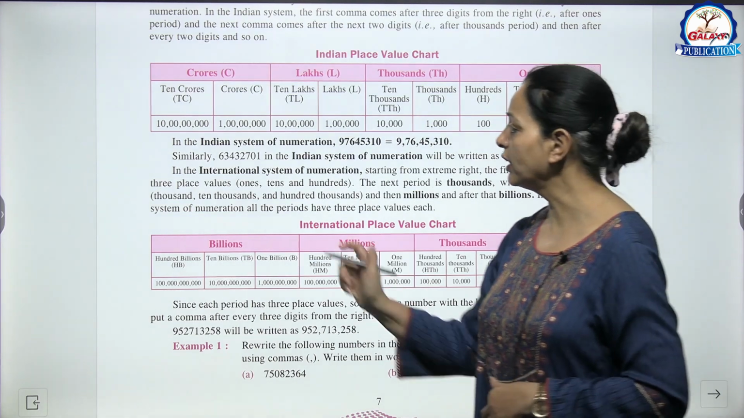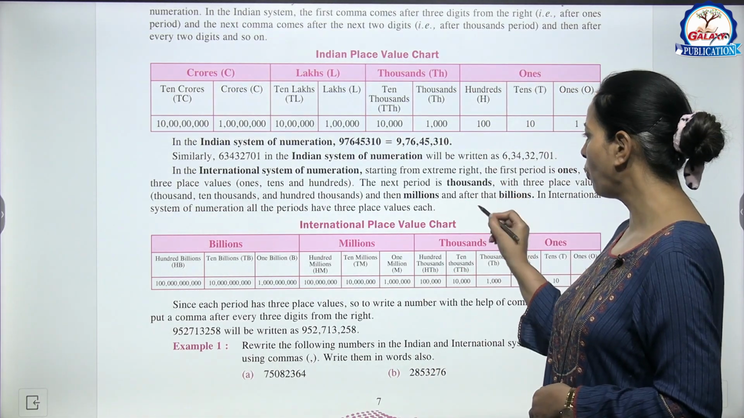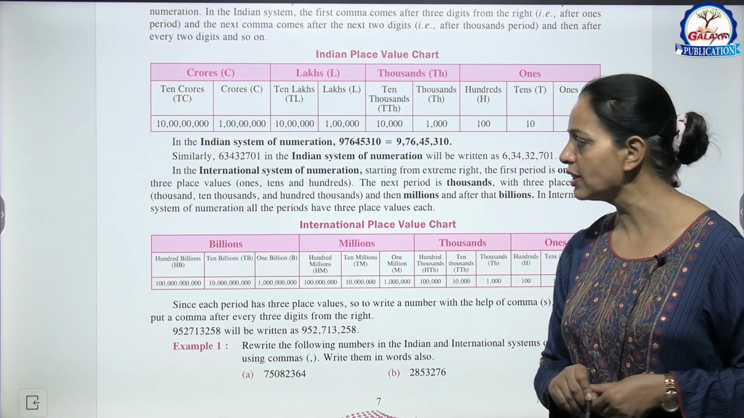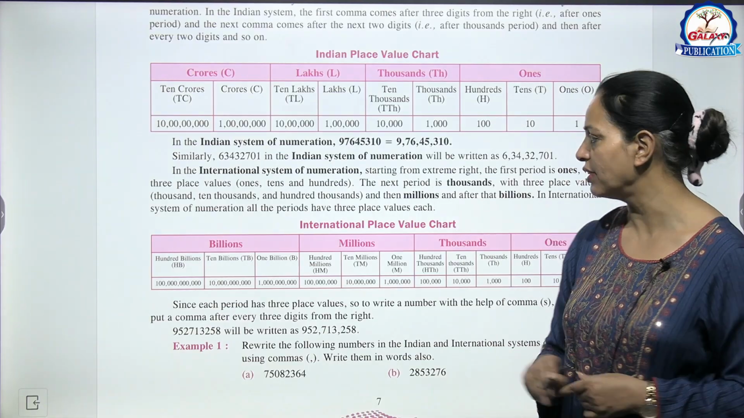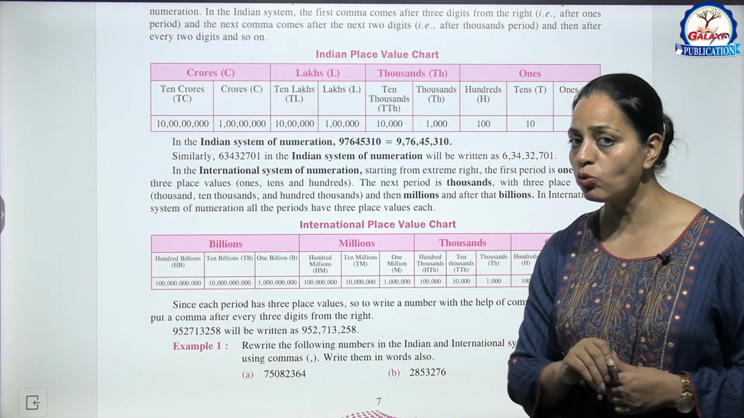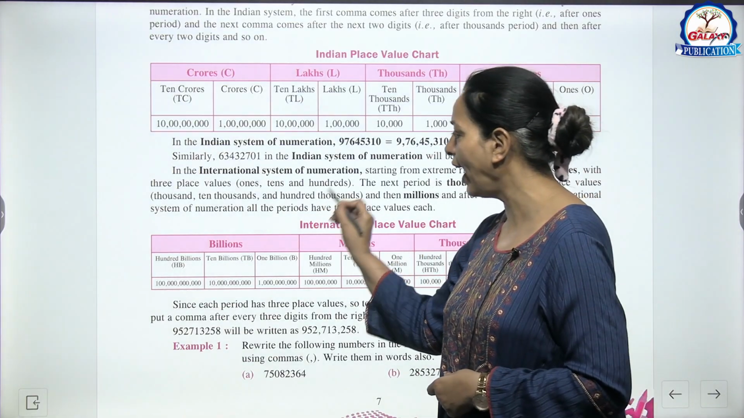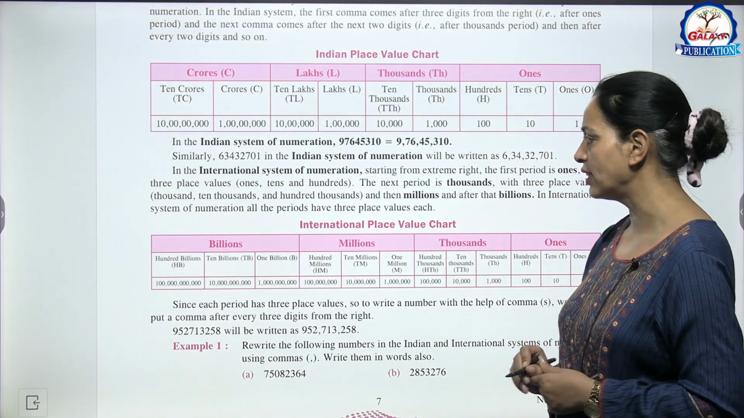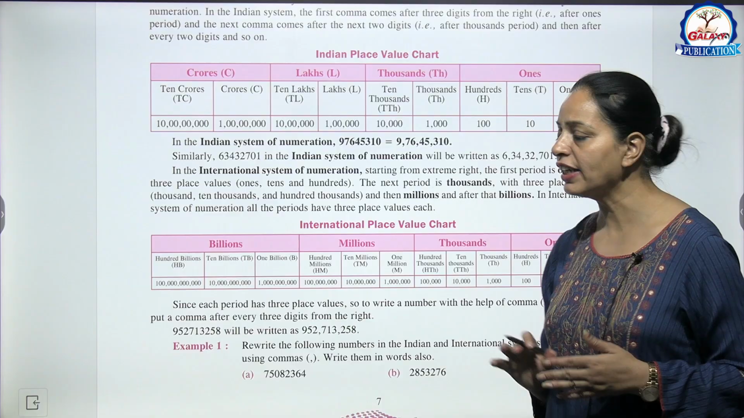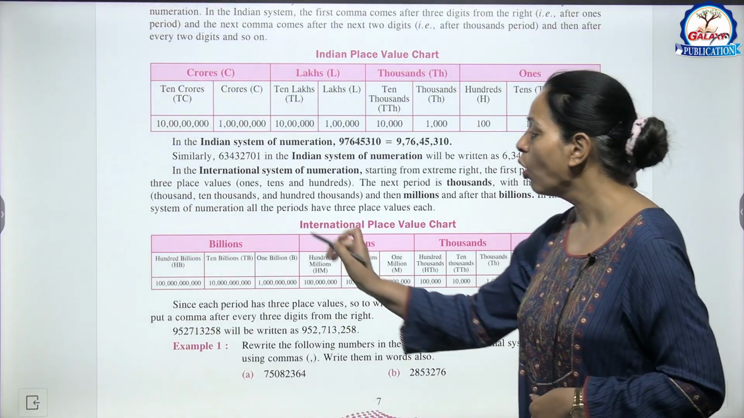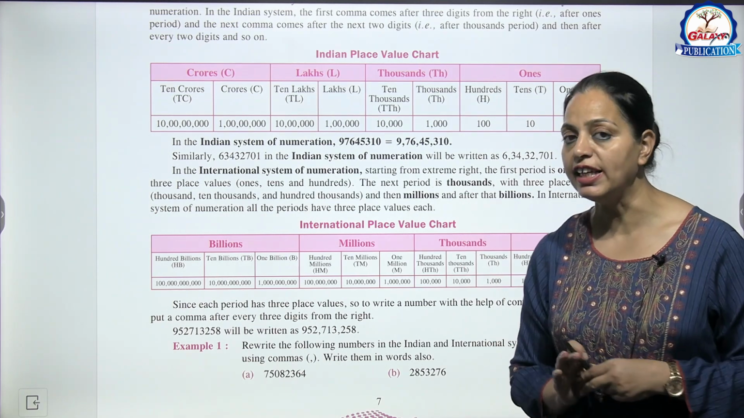Now in the international system of numeration, starting from extreme right, the first period is ones with 3 place values: ones, tens and hundreds. The next period is thousands with 3 place values: 1,000, 10,000 and 100,000, and then millions, and after that billions. In the international system of numeration, all the periods have 3 place values each.